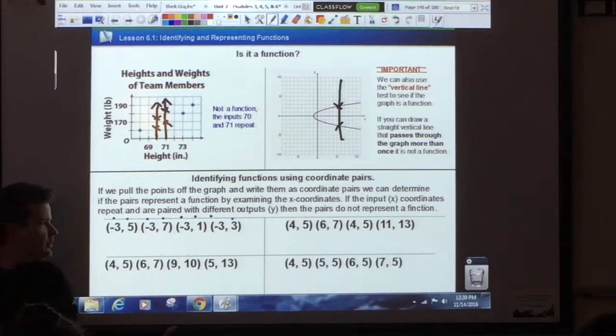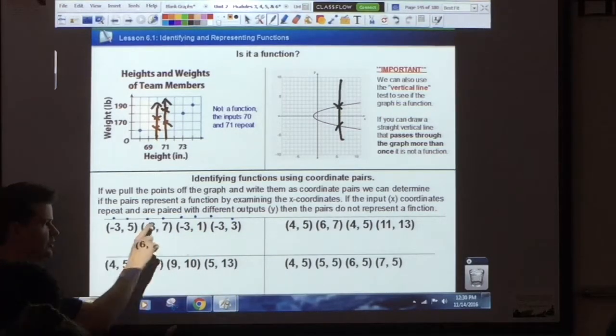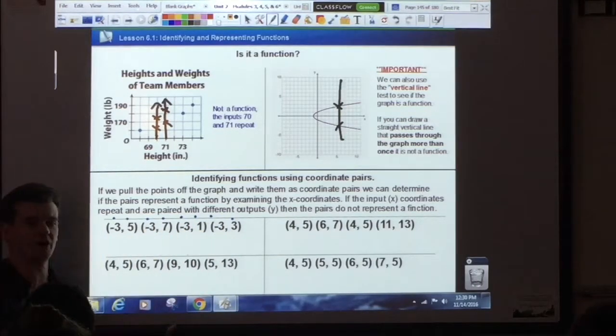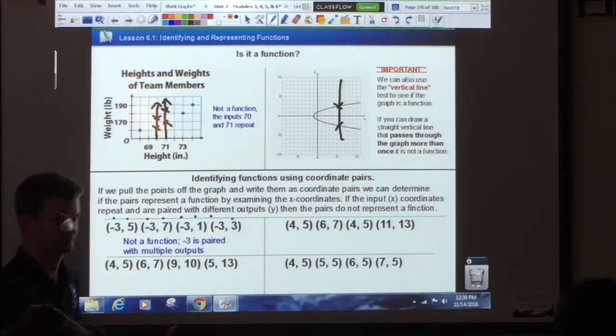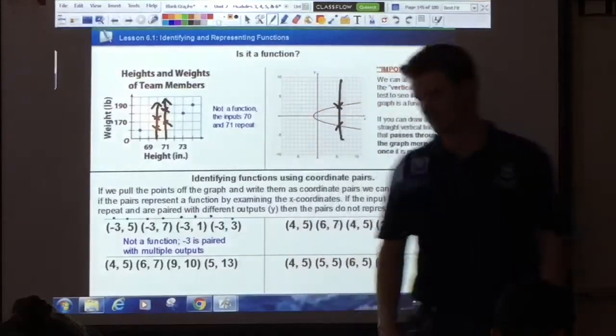Look at all of the inputs. Do these inputs repeat, yes or no? Yes. In fact, they're all repeating all the way across. Are they paired with different outputs? Yes. So this is not a function. I know, some of you already did. This is not a function.